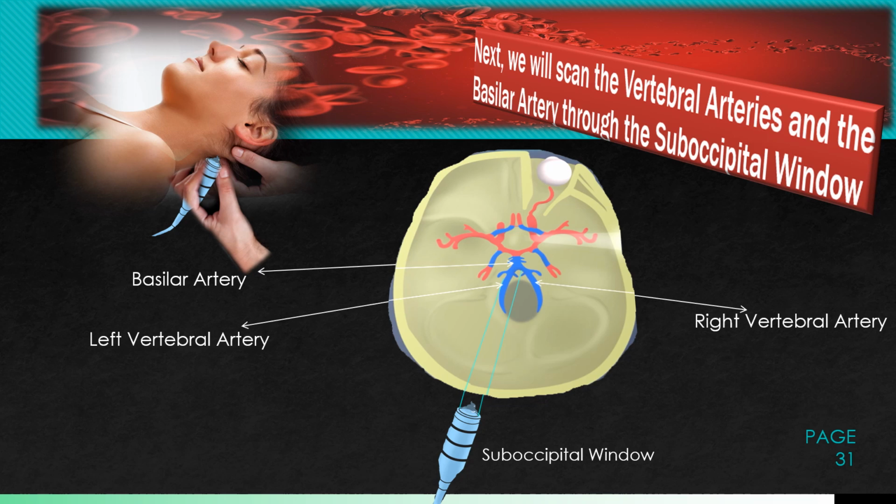We will continue on next and scan the vertebral arteries and the basilar artery through the suboccipital window. You can see on the picture here the suboccipital window. So with TCD, we're using different windows to identify the vessels. That is why we're putting this probe in these different locations. So what we're going to do with our suboccipital window is slide that probe just up underneath the skull and angle towards the nose and the eyes and isolate our vertebral and basilar arteries.